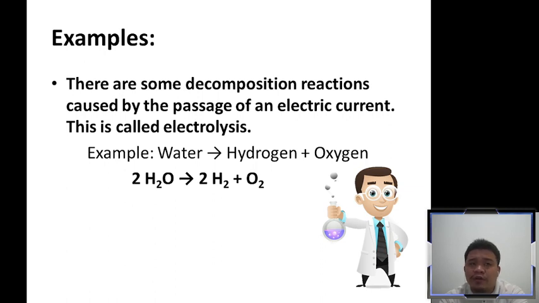Let's say for water, in order for you to decompose the individual components of water, which are hydrogen and oxygen, you need to introduce electricity for it. So with electricity as the catalyst for your reaction, you will yield H2 plus O2, or hydrogen and oxygen, in the product side.